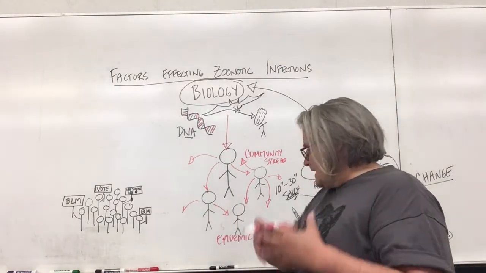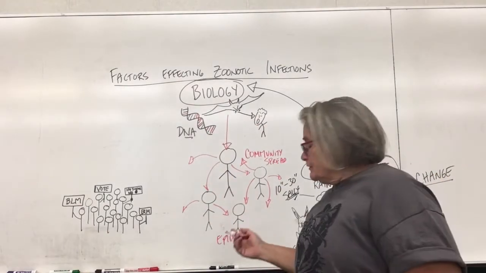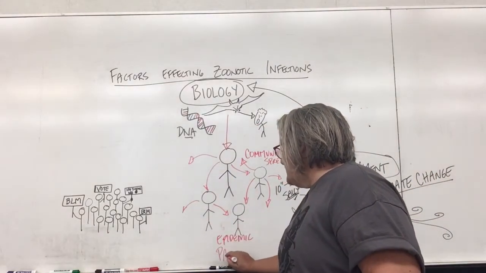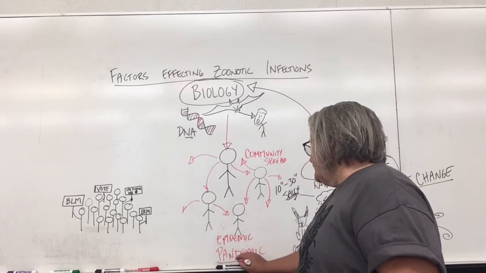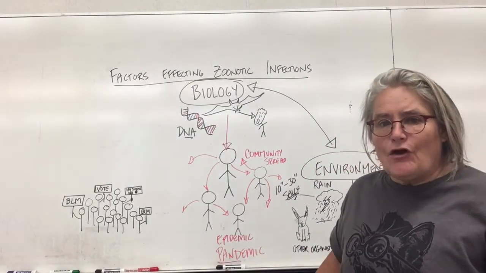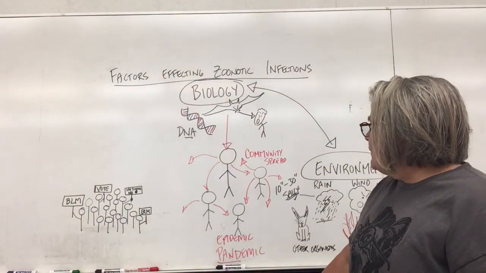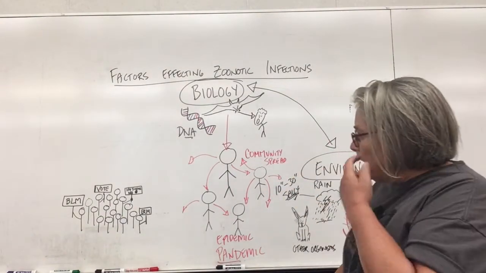If epidemics are left to continue to grow and grow and grow, then we'll reach pandemic proportions and the whole world will get involved. Pan, meaning all. Okay, so we want to avoid community spread.